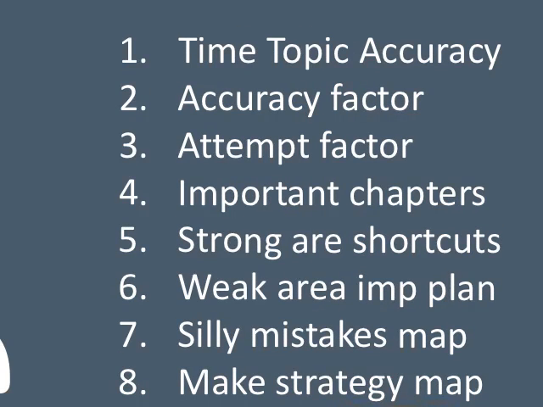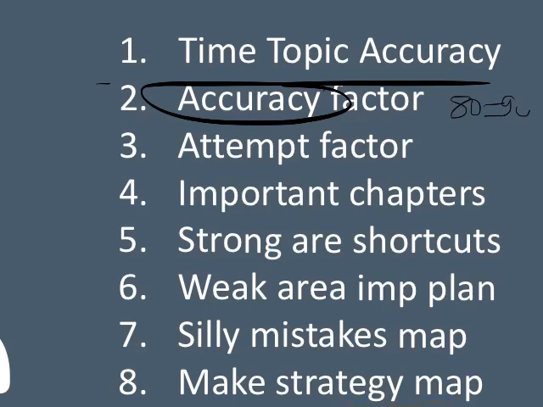Alright, so let's do a recap of all these 8 things. Number 1 is the time factor. You need to understand, across all topics, how much time you're taking per question. Identify your strong areas and weak areas, where you take less time and more time, and we'll work on them. Number 2 is the accuracy factor. Your accuracy should be around 80 to 90%. That's your target, so a rough average of 85%.